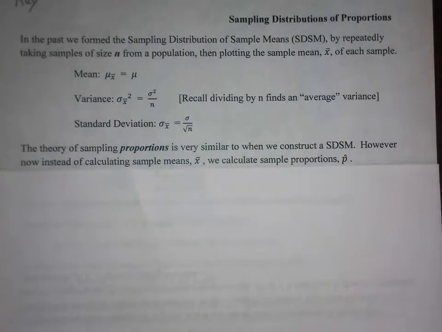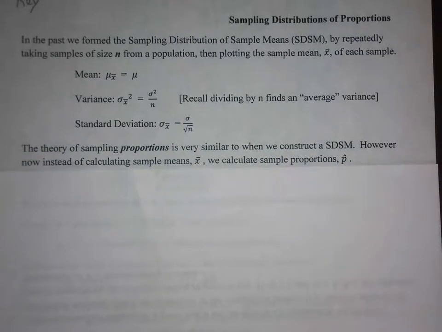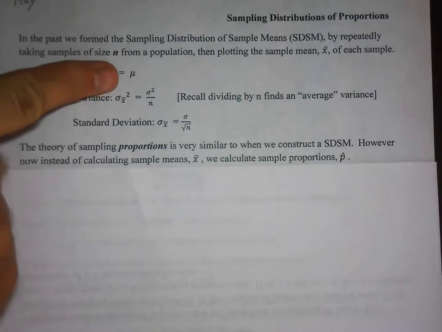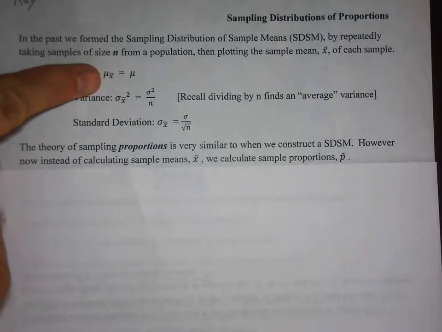Here we're going to look at sampling distributions of proportions. In the past, we formed the sampling distribution of sample means, or the SDSM, by repeatedly taking samples of size n from a population, then plotting the sample mean, x bar, of each sample. For that SDSM, the mean of the sample means, so mu sub x bar, equals mu. So the mean of the sample means was the mean of the original.